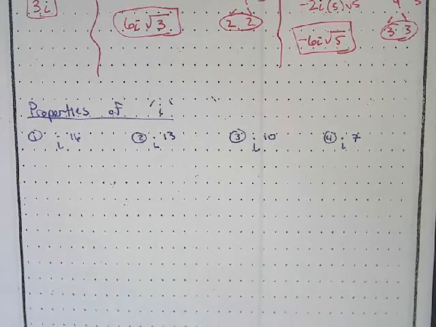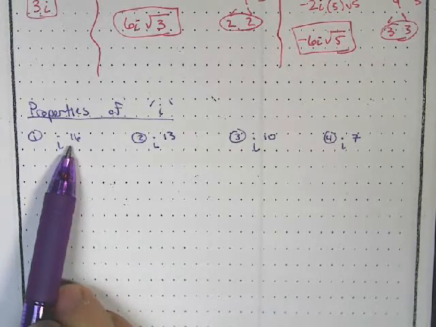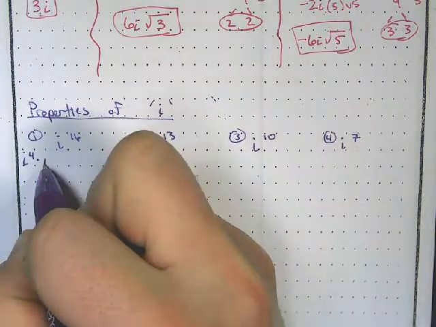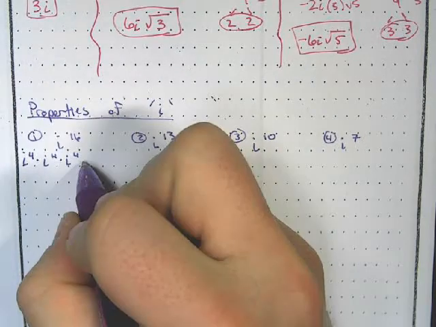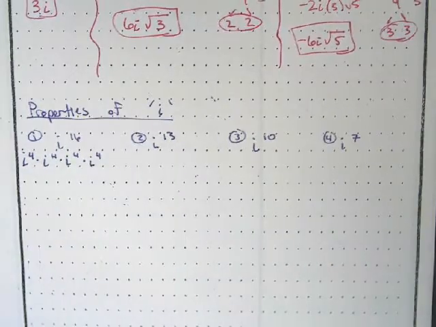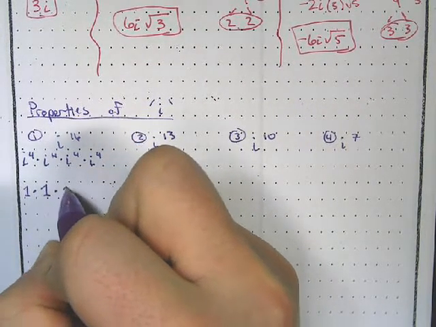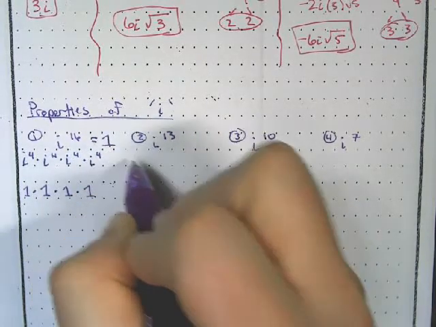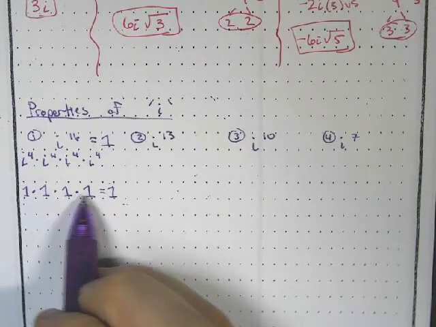Okay, so let's look at these. The best thing to do is to write it out using the i to the 4th until we get to 16. So we'll say i to the 4th times i to the 4th times i to the 4th times i to the 4th. So it's 4, 8, 12, 16. So this turns into 1 times 1 times 1 times 1. So i to the 16th equals 1. 1 times 1 times 1 times 1 is 1.